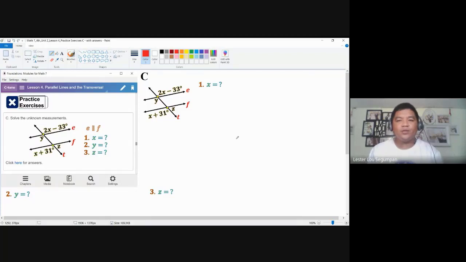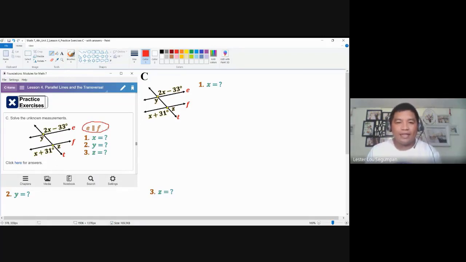This video will help us understand the relationship that we need to use to solve for the variables here. Again, we are still on parallel lines and transversal, but now we are to solve for the value of x, y, and z that could satisfy the claim that line E and line F, the lines cut by the transversal line T, are parallel lines.